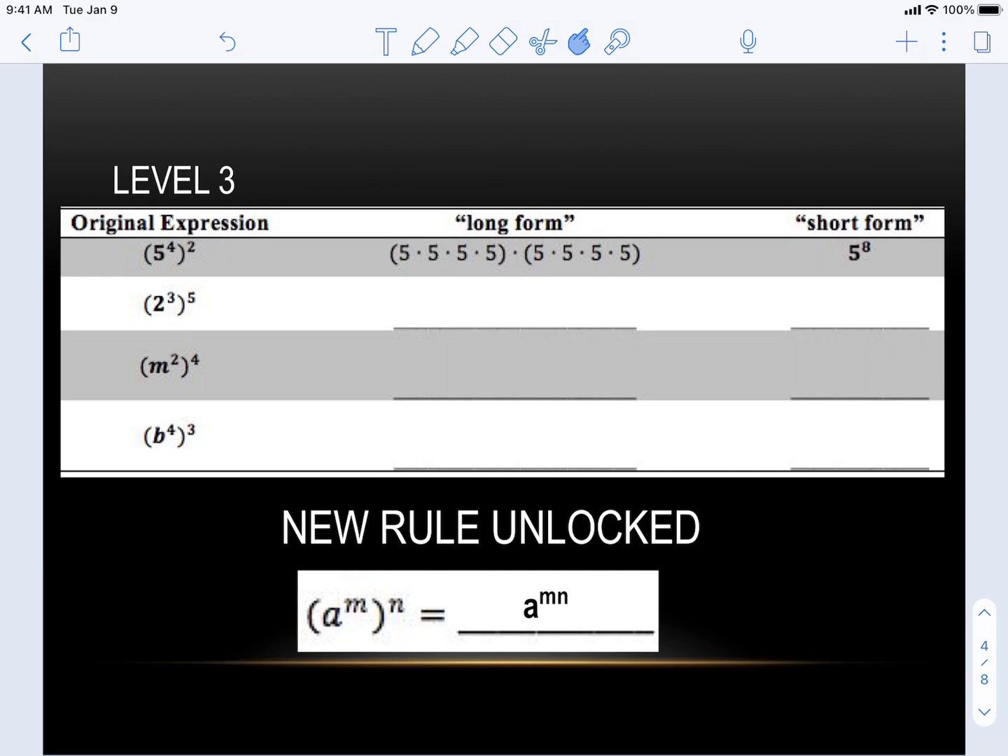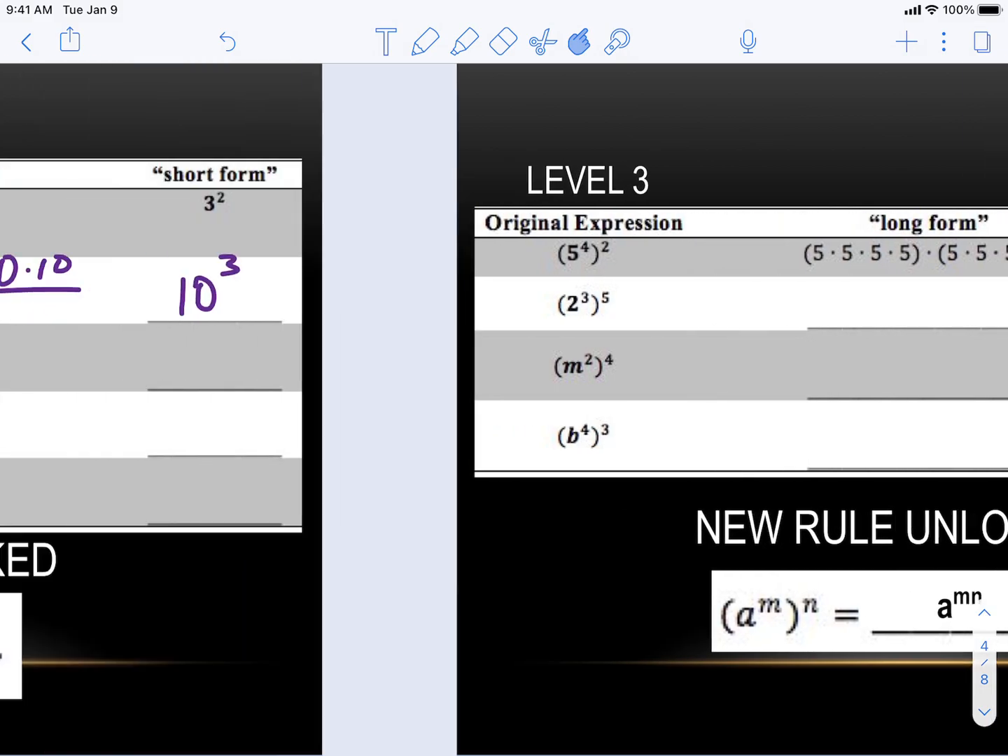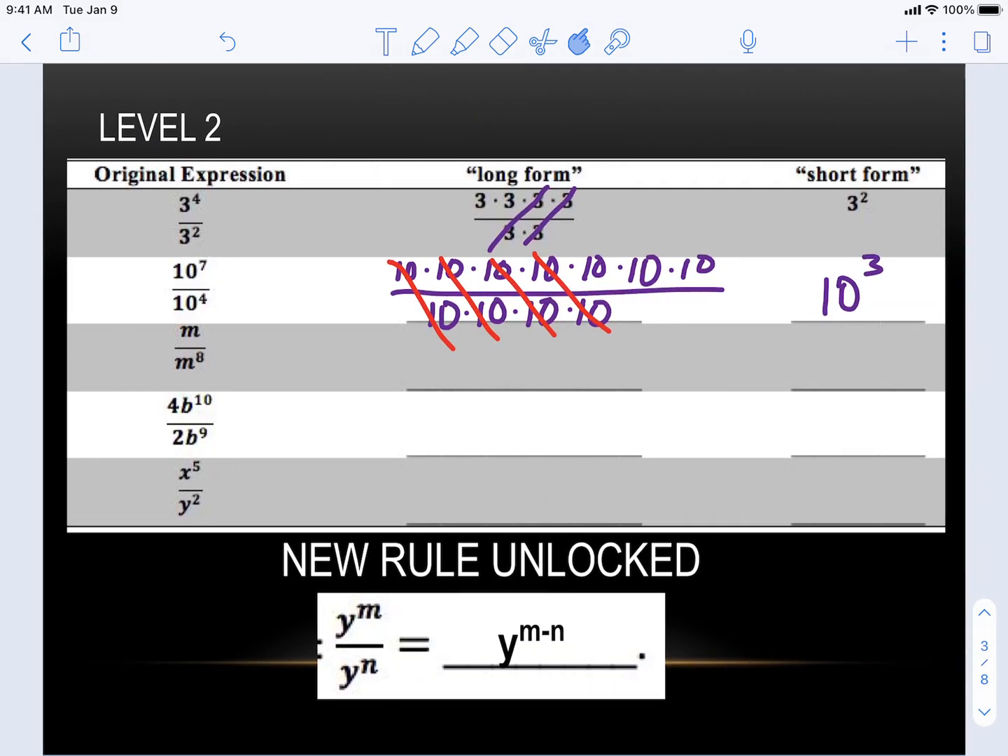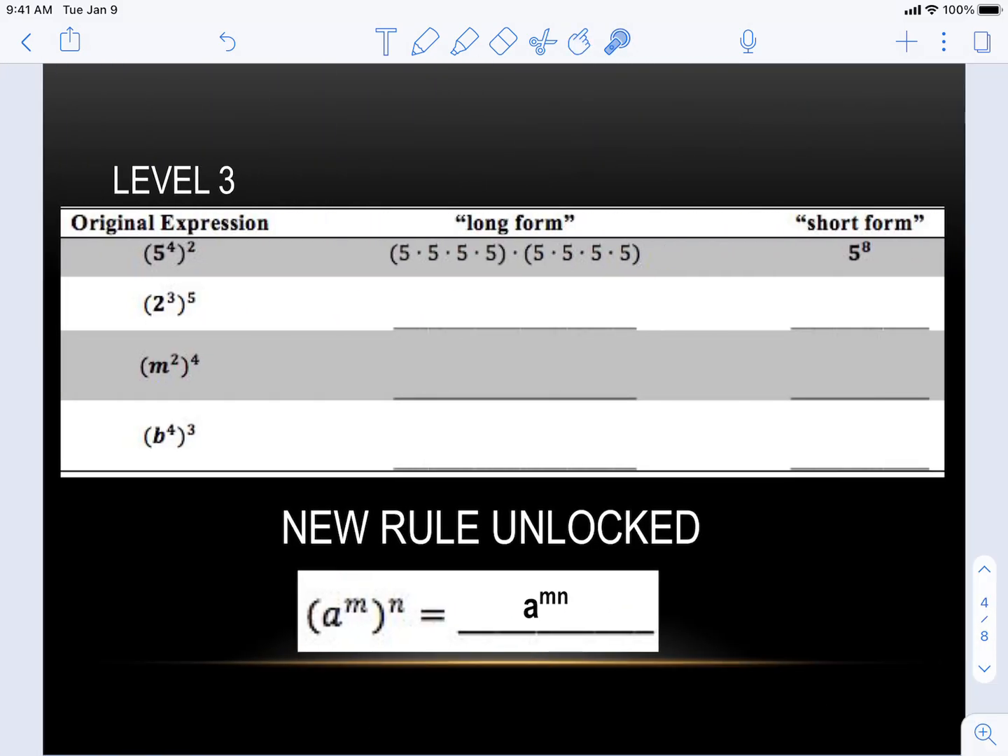All right, next one, the power of a power. Students sometimes mix up this property with this property, when you're multiplying two bases versus when you are raising something that's in parentheses to a power on the outside. So there's an exponent on the inside and the outside of the parentheses. This works a little bit differently, and here's why.